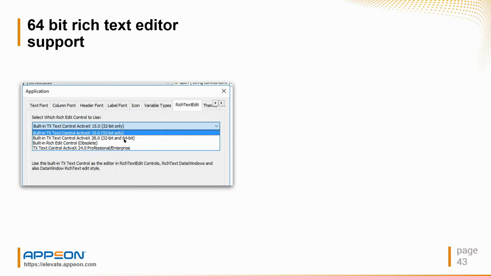Now with the initial release of R3, I believe that it won't be using the ActiveX 28 for 32-bit. That will only be for 64-bit initially, but in a later release, it'll be available for both 32 and 64-bit. That would leave the ActiveX 15 available basically just for backwards compatibility. Really moving forward, then, the best option to use is the TX Text Control ActiveX 28, which will work with both 32 and 64-bit deploys.